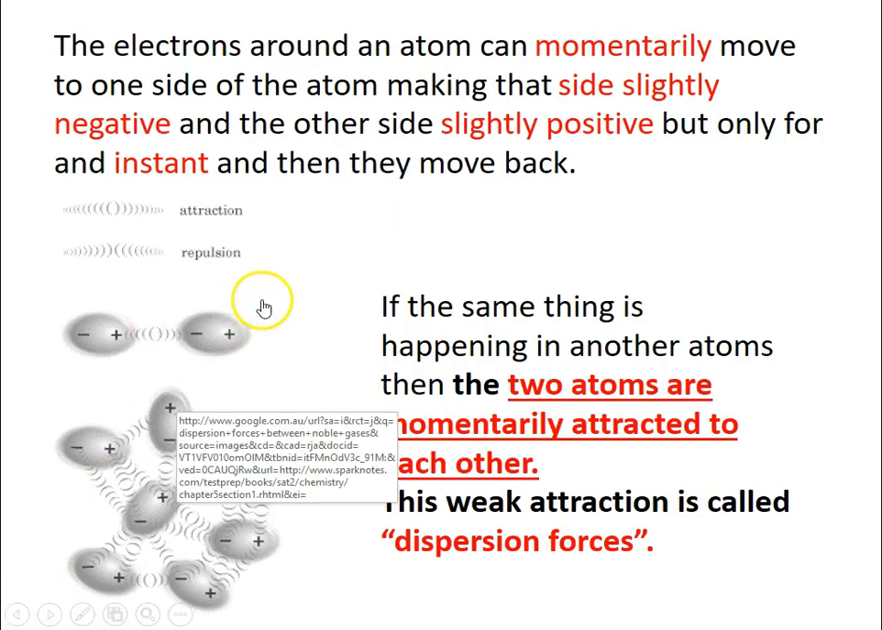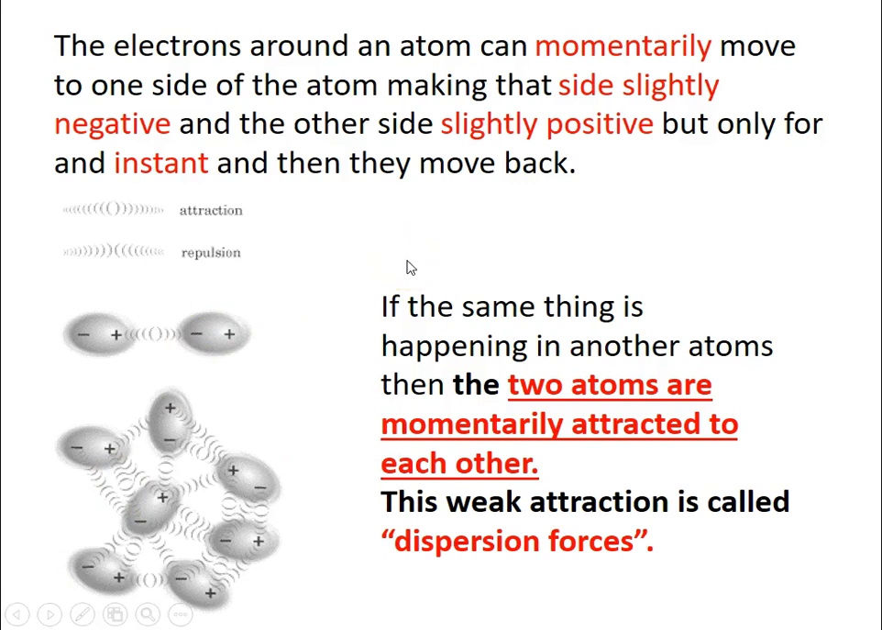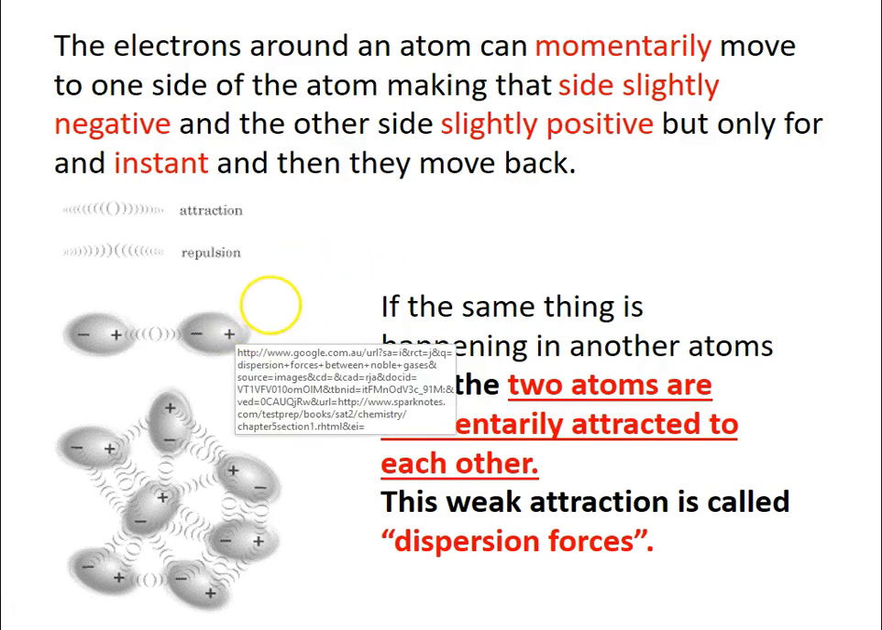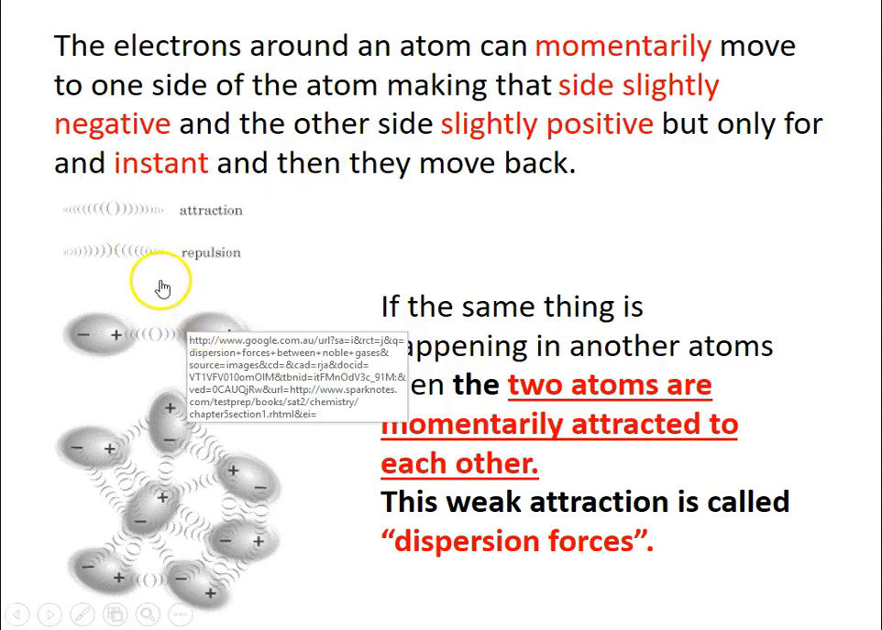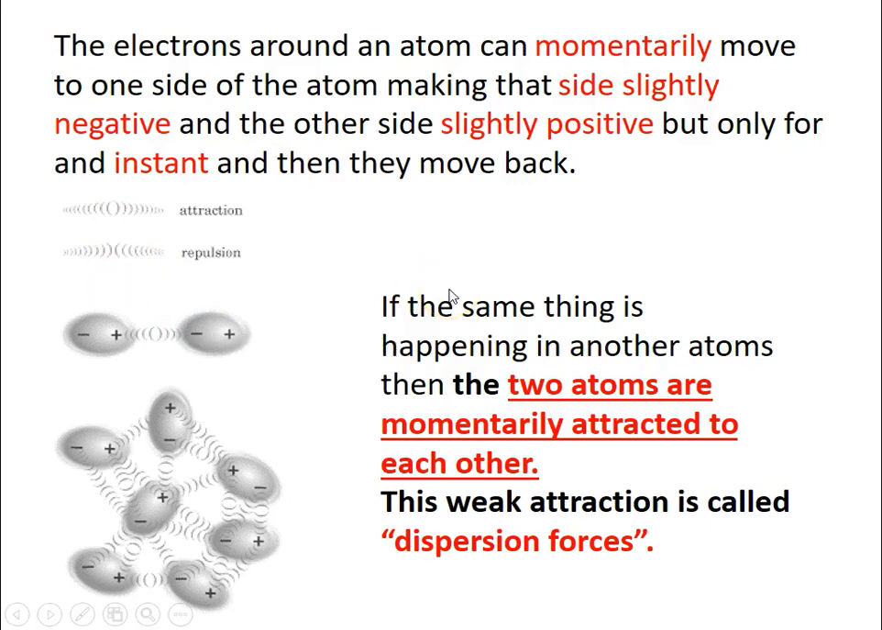Okay, so the electrons around an atom can momentarily move to one side of the atom. We tend to think of electrons as fixed in position next to an atom, but they can move from one side to the other, and they might momentarily, just for that instant, move to one side of the atom and make it slightly negative, and the other side slightly positive. And then they'll move back again, and that slight negative, slight positive will stop.